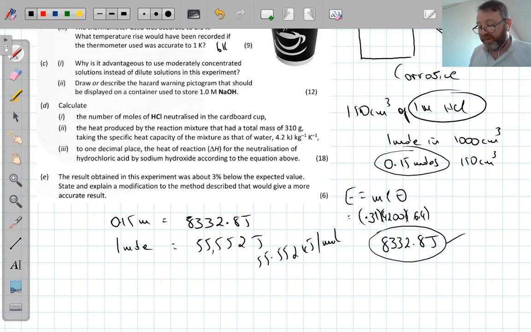All right, that will make it far more accurate in terms of being able to detect and measure a heat rise. So look, that's it. That's the question as it's asked.